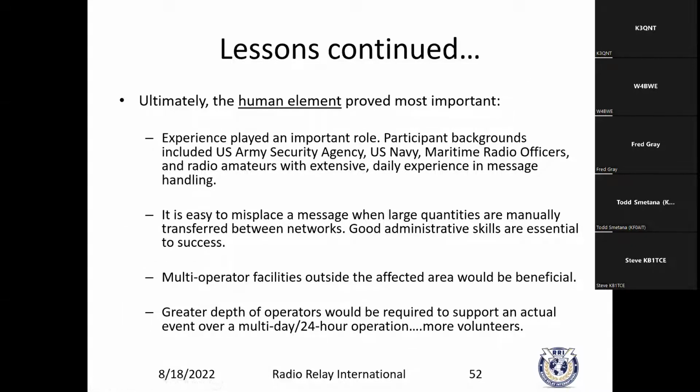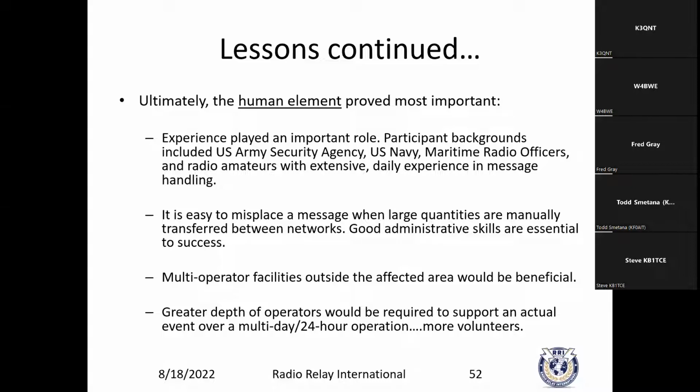Ultimately, experience played an important role. If you look at the background of the participants who handled the communications traffic, we identified a lot of professional experience. We had quite a few guys that served in the Army Security Agency, the U.S. Navy, former maritime radio operators, radio amateurs that had extensive daily experience in CW traffic handling. Again, it's easy to misplace a message when you're confronted with large quantities. Again, read the Message Center article in the most recent issue of QNI.